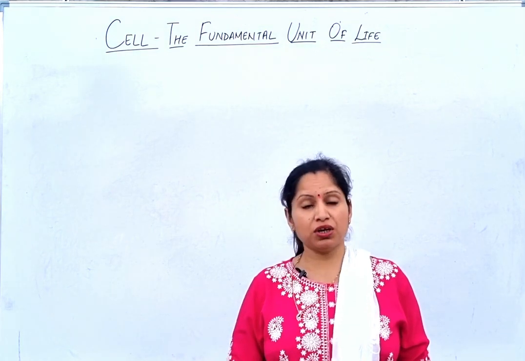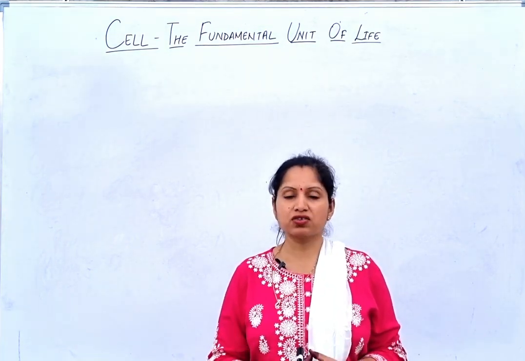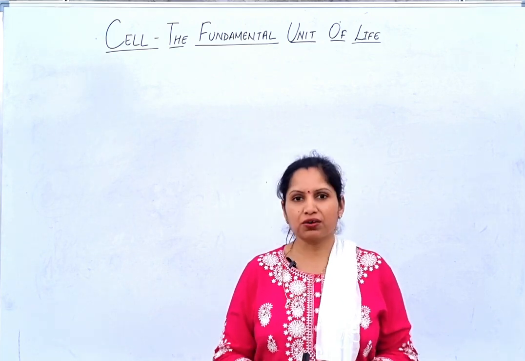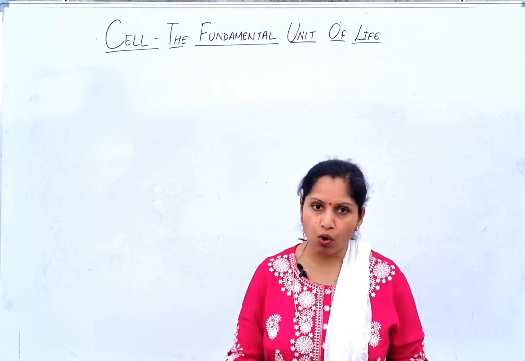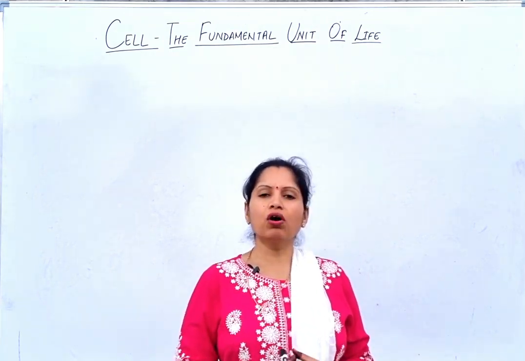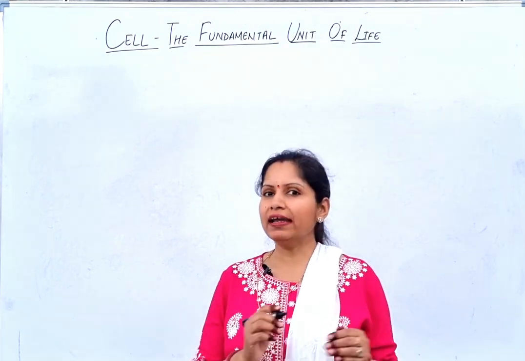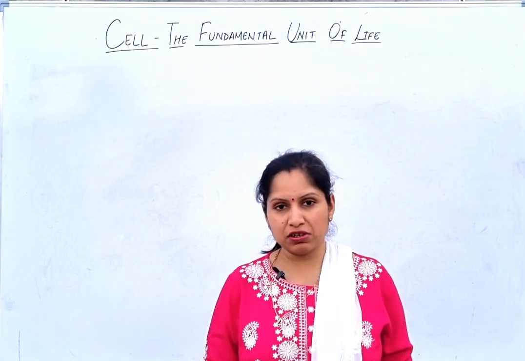In the previous video, we have discussed the cell membrane, that is also known as the plasma membrane. So today we are going to continue with the chapter and learn about the cell wall. The cell wall is an additional covering that is present only in a plant cell. The cell wall is absent in an animal cell.